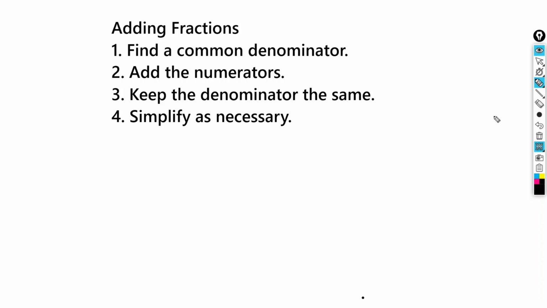So let's first focus on adding fractions, and we'll go through the steps and then we'll look at a few examples. So the steps are: 1, find a common denominator, and there's a couple different ways I'll show you to do this. And then 2, add the numerators, so the top part of the fraction, you want to add those. 3, we're going to keep the denominator the same, and then once we've added our fraction, we want to simplify it as necessary. So let's take a look at a few examples to see how you do this.